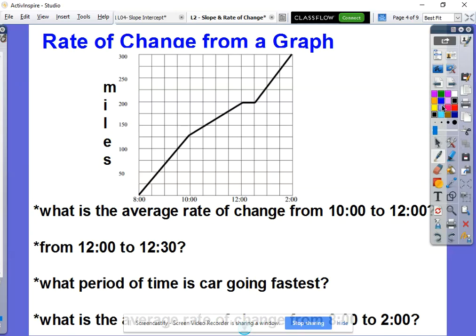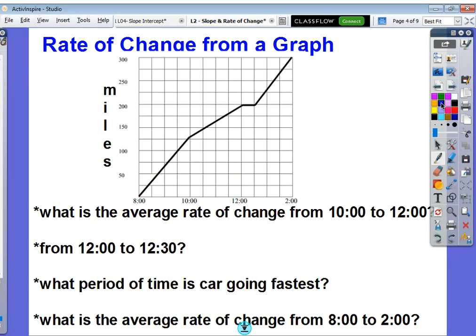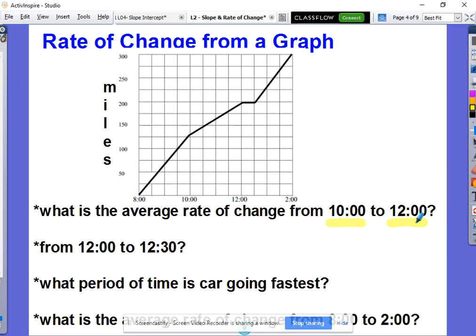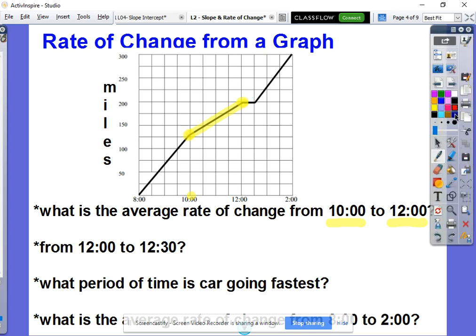All right. So, guys, what we're going to do is practice finding the average rate of change over certain periods of time. This is kind of a challenging activity, but I really want you to see if you can follow with me. This first one is from 10 a.m. to 12 p.m. So starting right there, ending right here. We're trying to find that average rate of change. It's exactly what we just practiced with Usain Bolt.